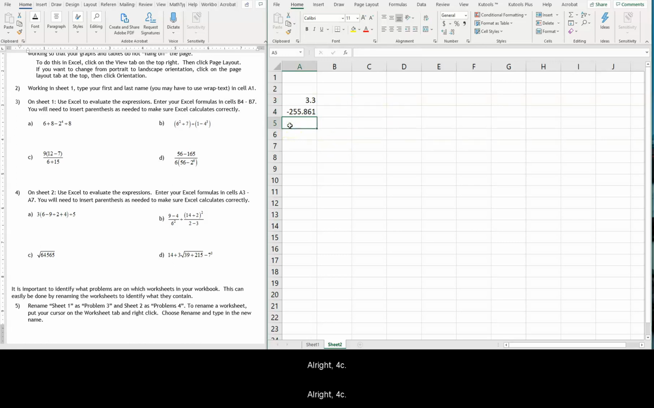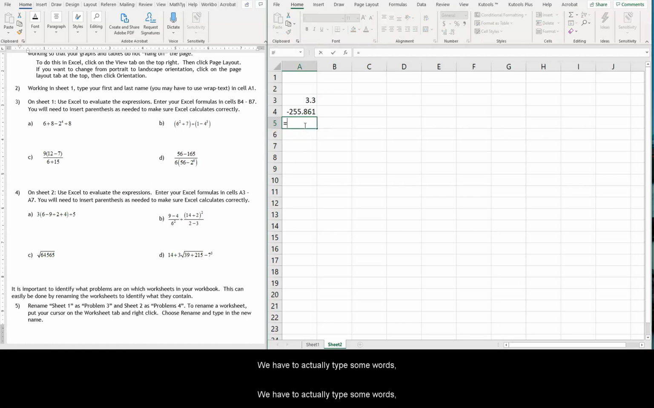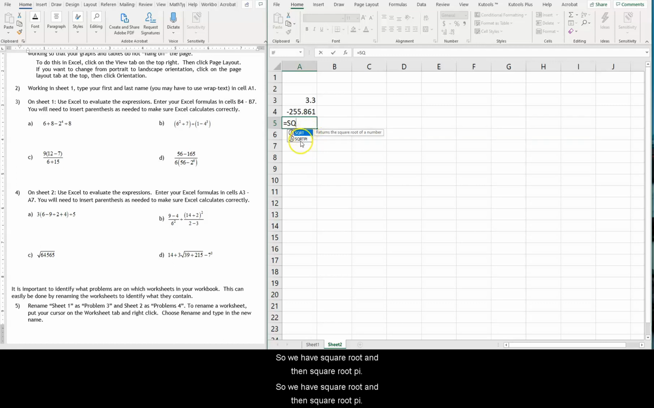All right. For C, we have a square root. So we need to use the square root function that is in Excel. We can't use a square root symbol. We have to actually type some words. Actually, we use an abbreviation. So SQ, and you can see when I start to type, it likes to give me a list. So we have square root and then square root pi. We don't have square root pi. We're not using pi in our answer. So we're just using this regular square root.